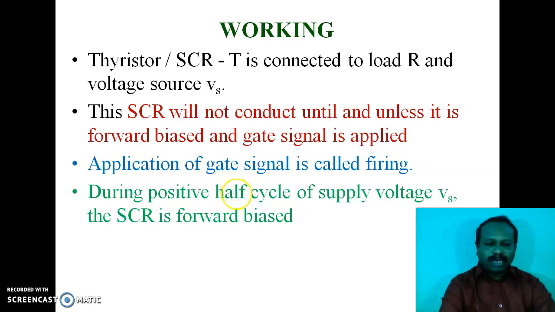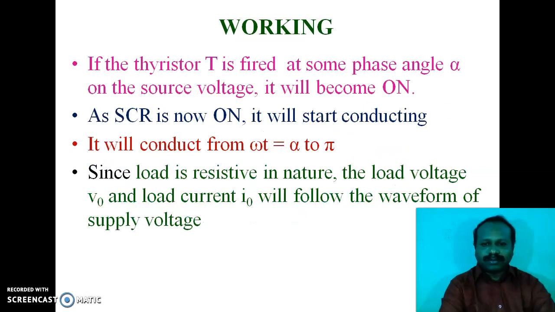During the positive half cycle of the supply voltage Vs, the SCR is forward biased. If the thyristor T is fired at some phase angle alpha of the source voltage, it will turn on because we applied the gate pulse, that is, firing is started. So now the SCR is turned on and starts its conduction. The conduction of the SCR starts after the application of the firing pulse, that is, at omega t equal to alpha. This conduction continues up to the phase angle 180 degrees. It will conduct from alpha to pi. Here the load is resistive in nature, so the load output voltage V0 and load current I0 will follow the waveform of the supply voltage. The waveform of the output load voltage is the same as that of the load current because the load is resistive.